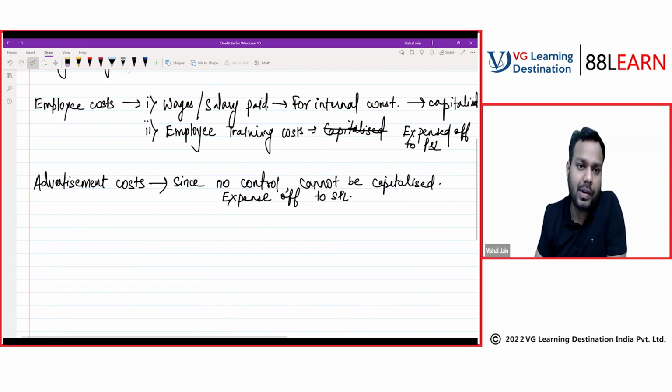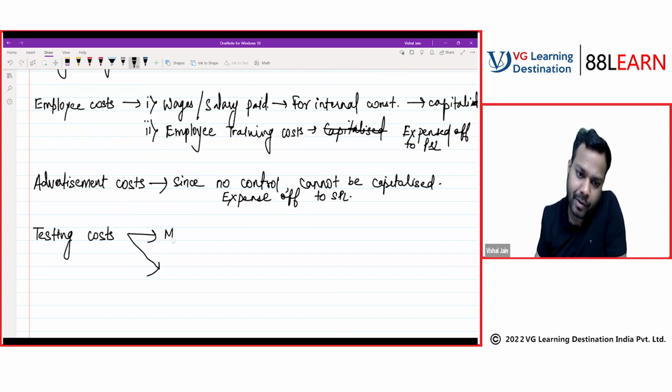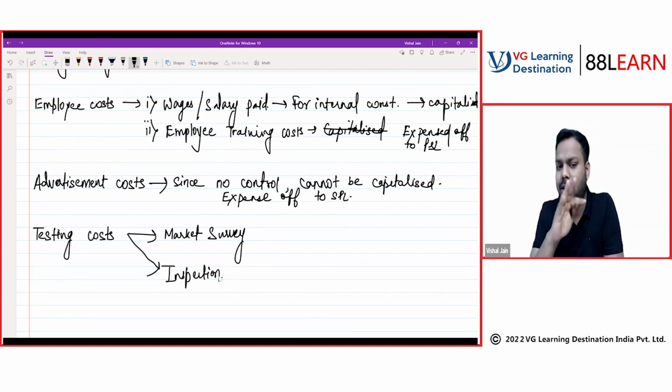Okay. Now, another thing is testing costs. Same for insurance costs as well. We'll discuss everything, don't you worry. Testing costs can be of two types. One is for the market survey, and another is for the inspection. Now, what is the difference between the two?